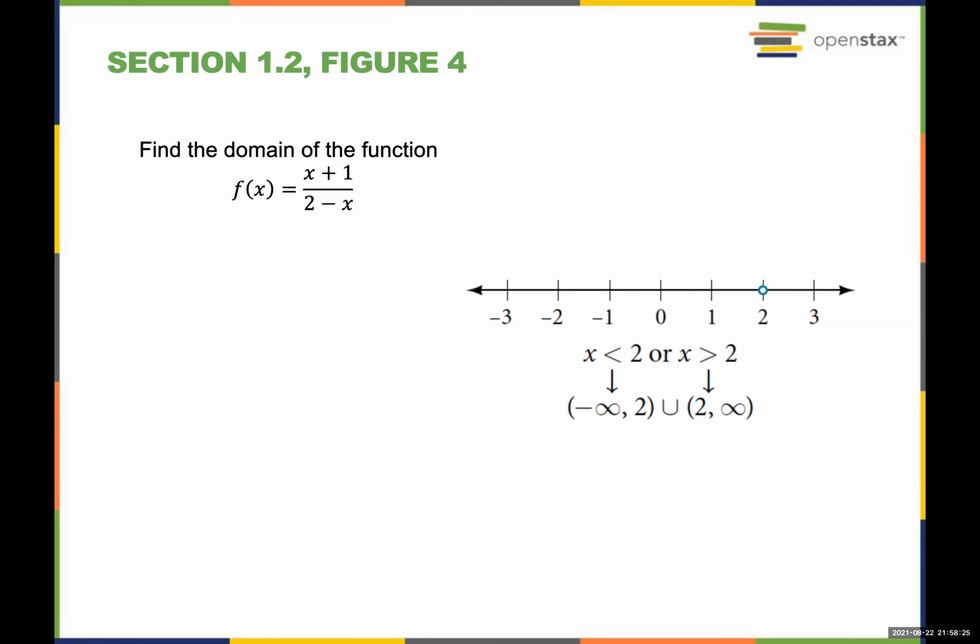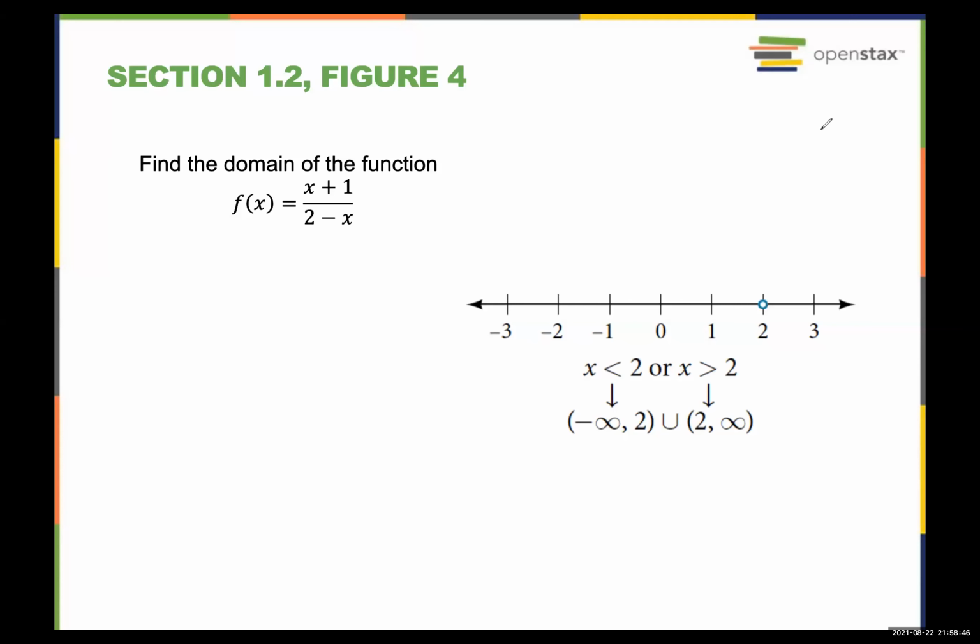Okay, let's try this example here. Find the domain of the function f of x equals x plus 1 over 2 minus x. So what do we do here? When there is a denominator, we want to include only values of the input that do not force the denominator to be 0. So we will set the denominator equal to 0 and solve for x.